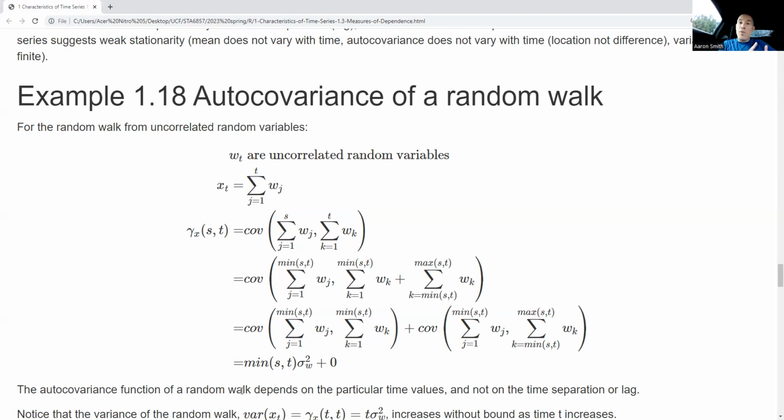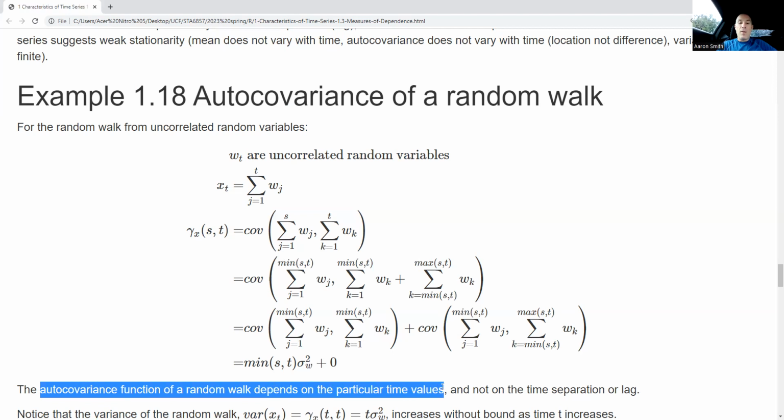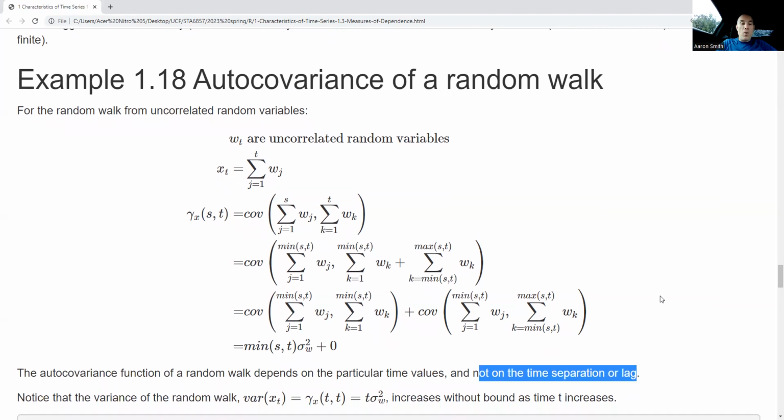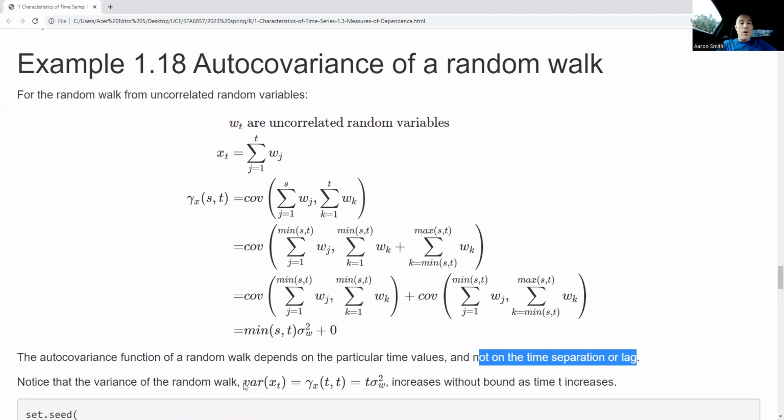Now something that's interesting about this one is that the autocovariance depends on the minimum of the two times that are of interest, but does not depend on the separation or the lag. So it's going the other way from the previous example. Something to notice is that the variance is going to increase without bounds as t increases.